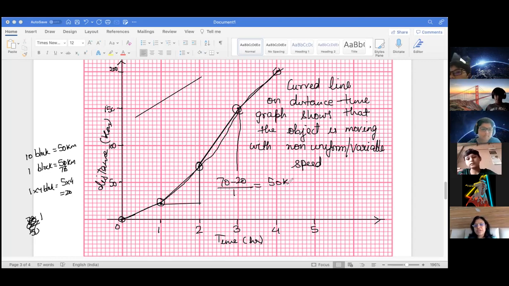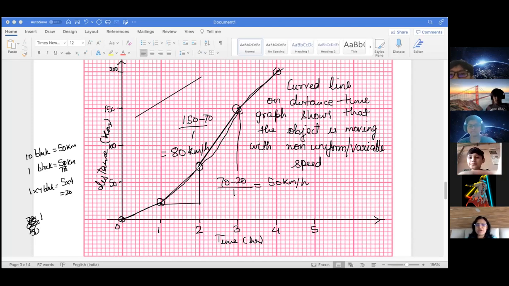It is 50 kilometer per hour. Now, if I find out over here, it is how much? 150 minus 70, right? So 150 minus 70 upon 1. What is it? It is 80. So here you are getting 80 kilometer per hour. Can you see? We are getting different speeds.